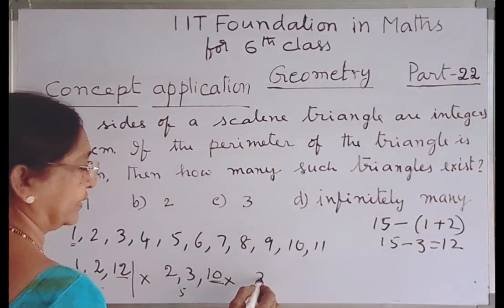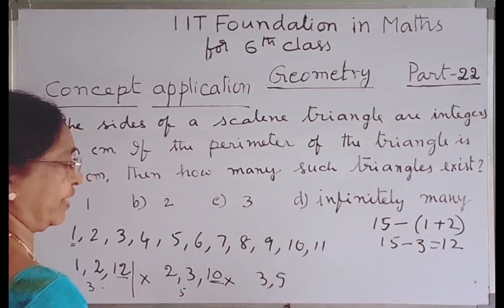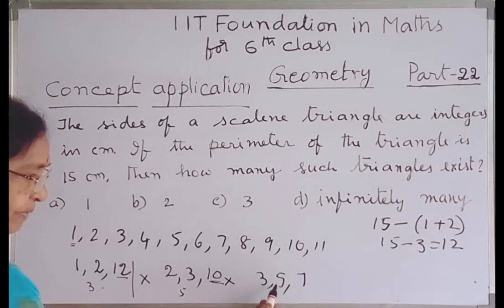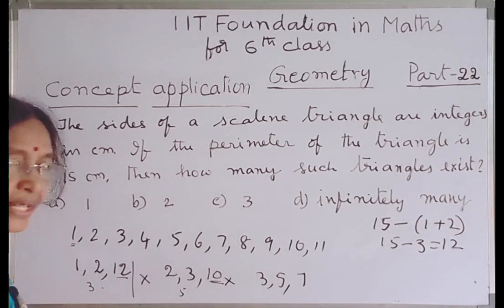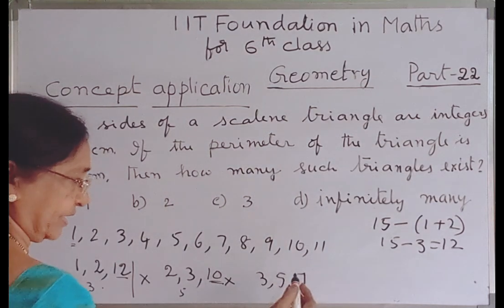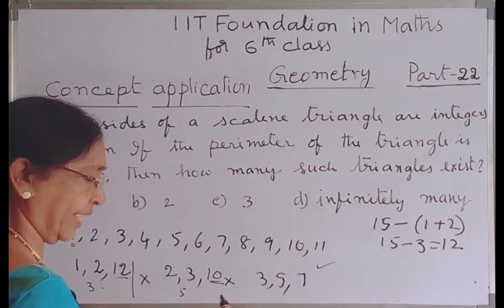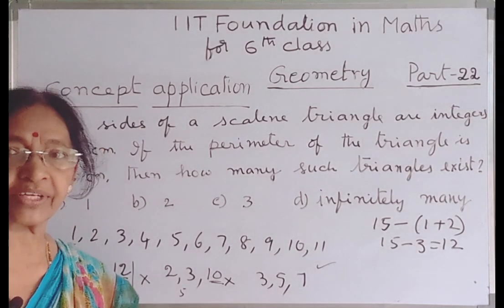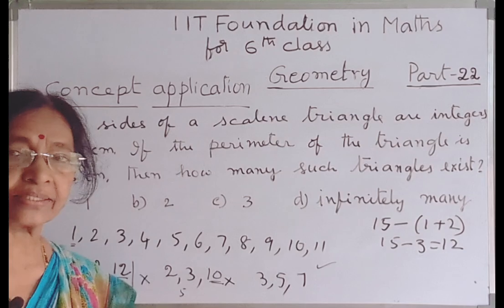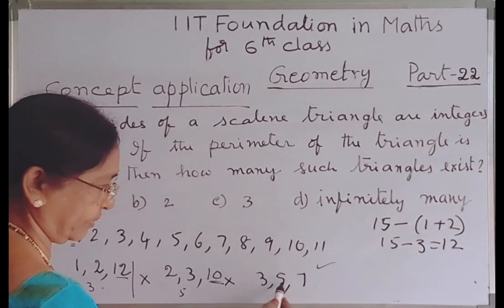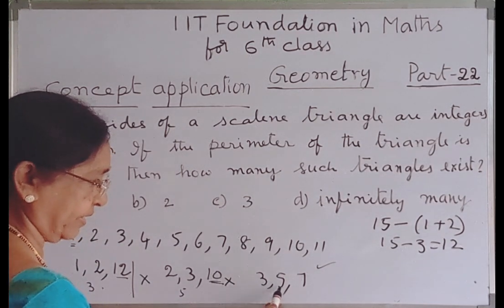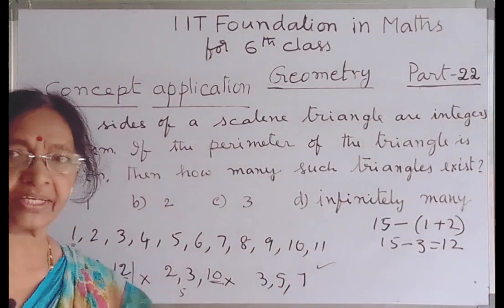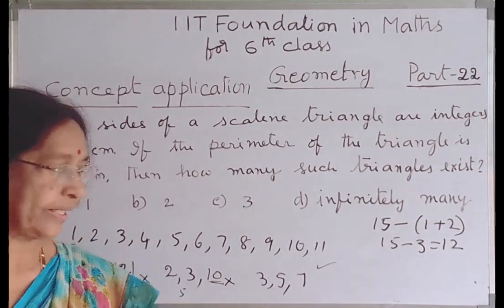Let us take 3 and 5. Then the third side is 7. So 3 plus 5, 8. 8 is greater than 7. Therefore, this is possible. Let us check the other rule also. The difference of any two sides must be less than the third side. Here 7 minus 5, 2, is less than 3. 5 minus 3, 2, is less than 7. So 3, 5 and 7 can be the sides of a scalene triangle.